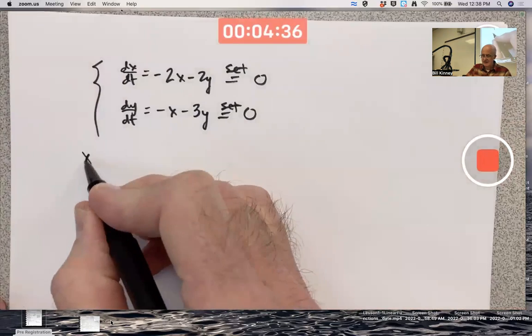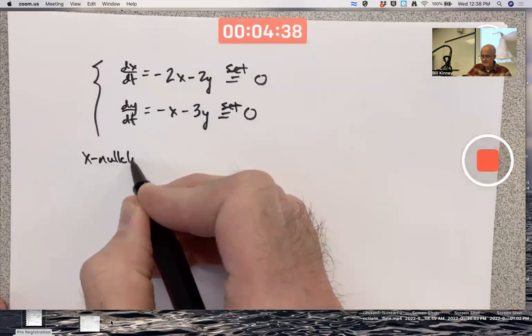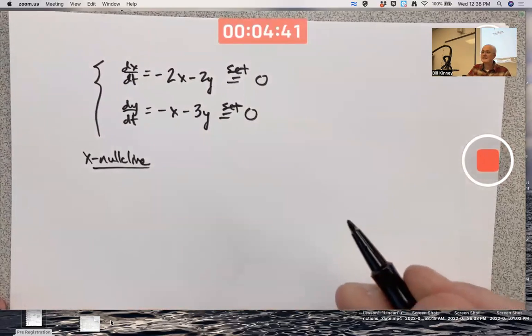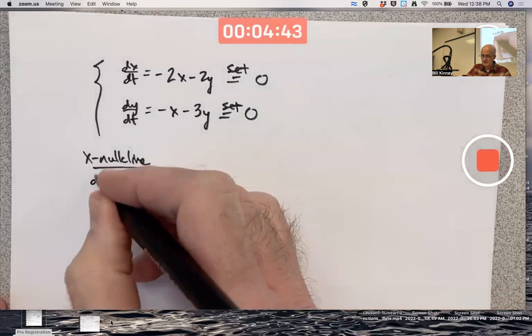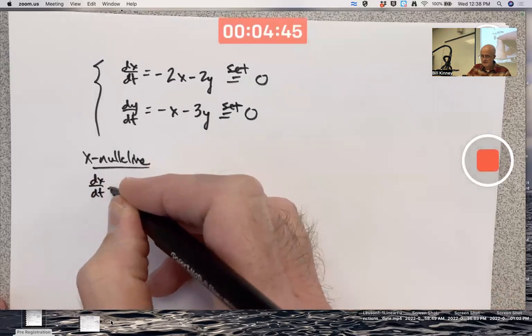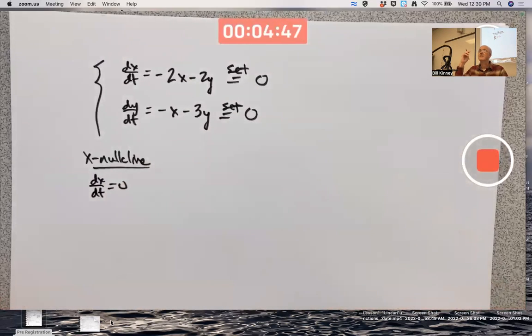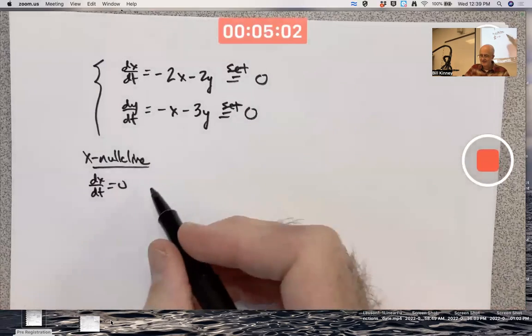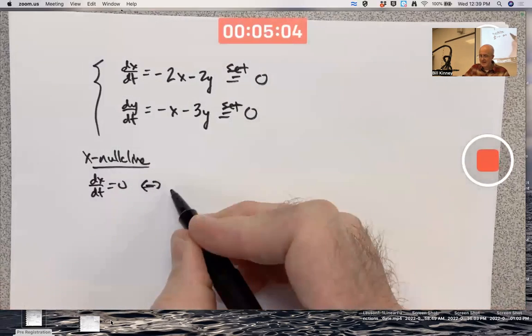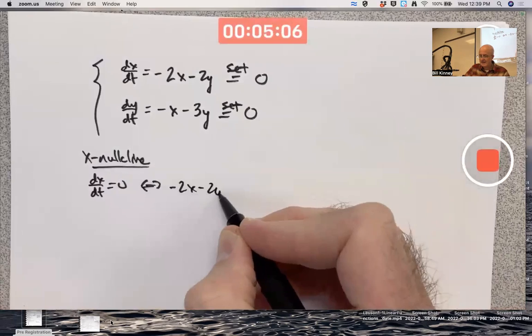So the x nullcline is where dx/dt equals 0. The vector field is going to be vertical. The vectors in the vector field are going to have 0 first component. They'll be either pointing straight up or straight down. Or in the special case of the origin, they will just be a big dot. Again, that's negative 2x minus 2y equals 0.